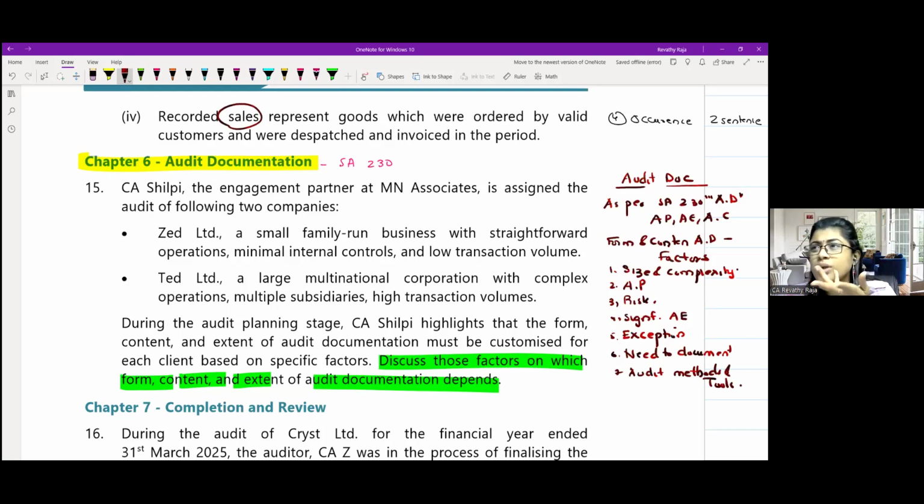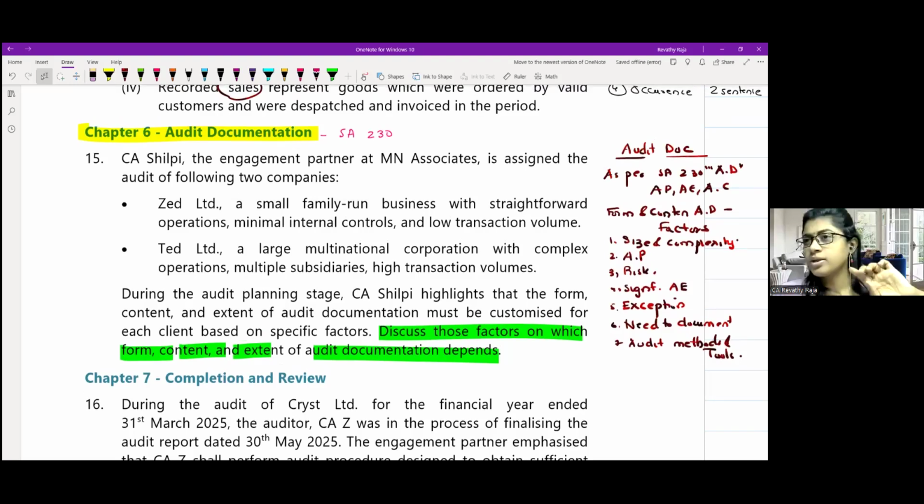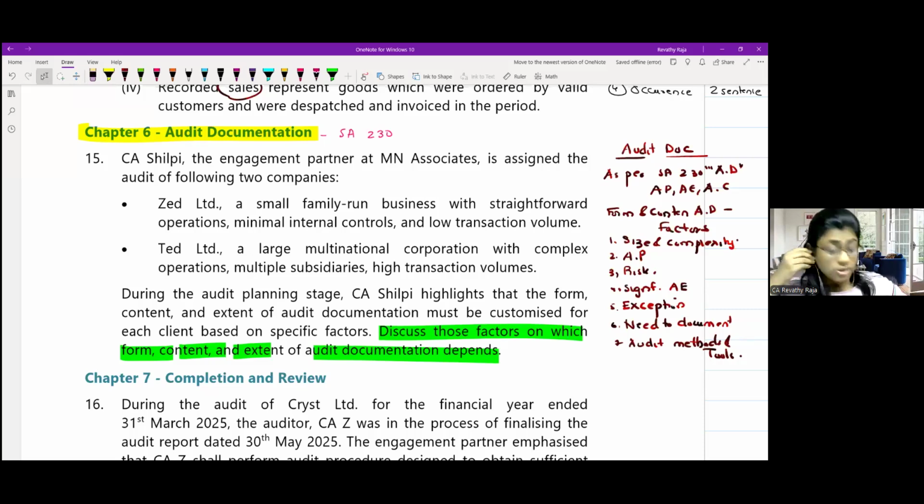Here, no need to conclude. Directly finish off like this. No need to conclude. You want me to add anything? So that's the smallest chapter, chapter 6, SA 230. Unless you reply, how do I know whether you guys are following? Can we proceed to chapter 7?